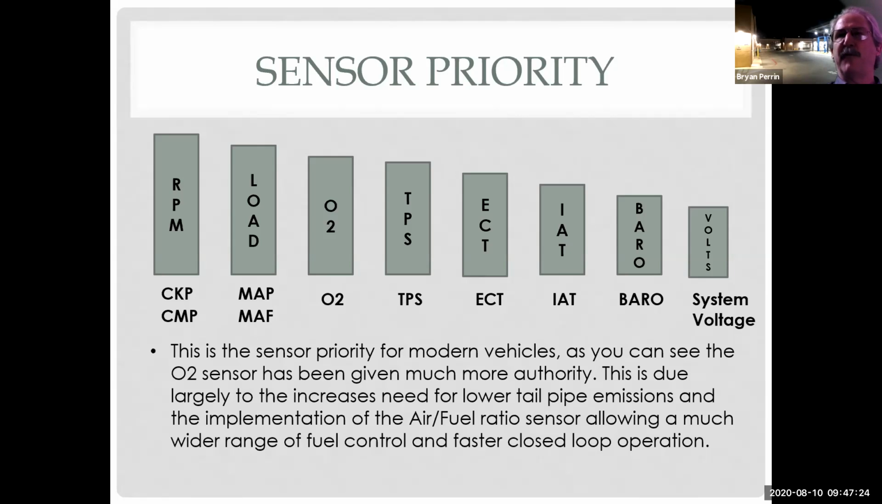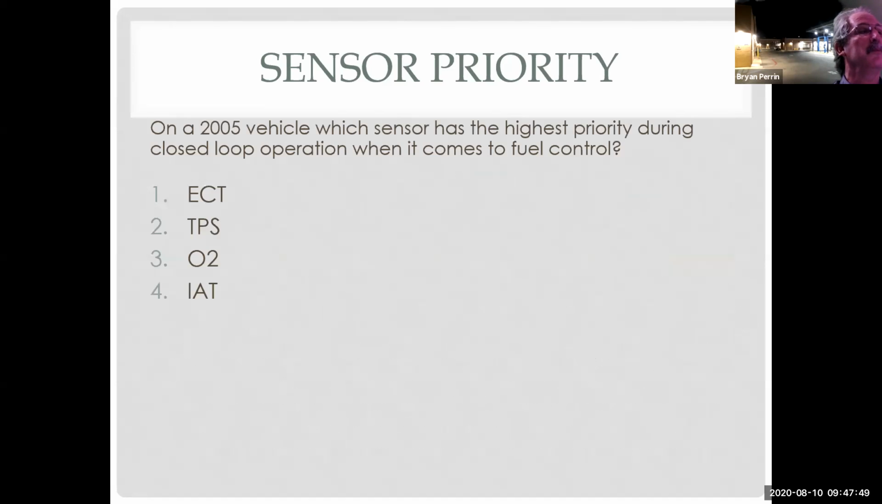We've come a long way from a carburetor, when we just had a choke plate that made the car run rich till it got hot. So we really want to help control those cold start emissions. And we actually have a cold start emission monitor on cars now, starting in 2010, that monitors those emissions cold, evaluates how well we do, and can actually set codes if we're not doing a good job. So on a 2005 vehicle, which sensor has the highest priority during closed loop operation when it comes to fuel control?